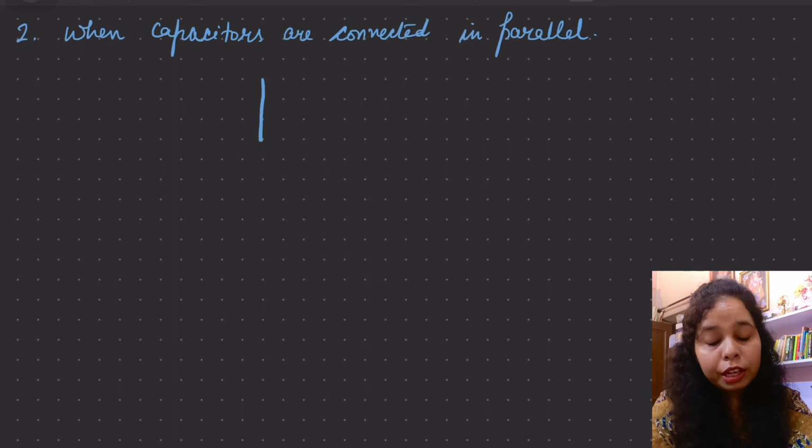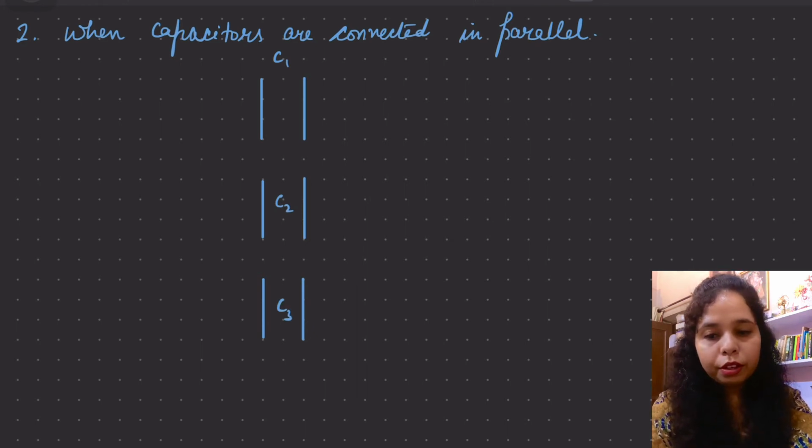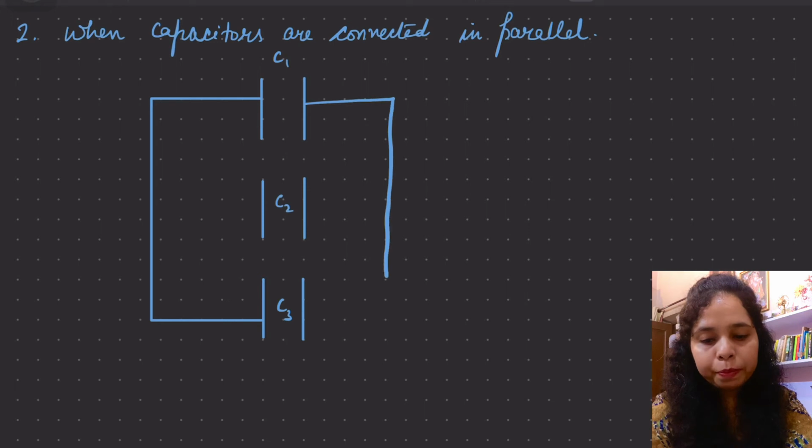Now once again we will consider the capacitors of different capacitances. Let us mark the first capacitor of capacitance C1, the second capacitor of capacitance C2, and the third capacitor of capacitance C3. Let me complete it. And now we need to connect these capacitors in parallel. Therefore we will take the connecting wires and we will connect the ends of the capacitors in this way.